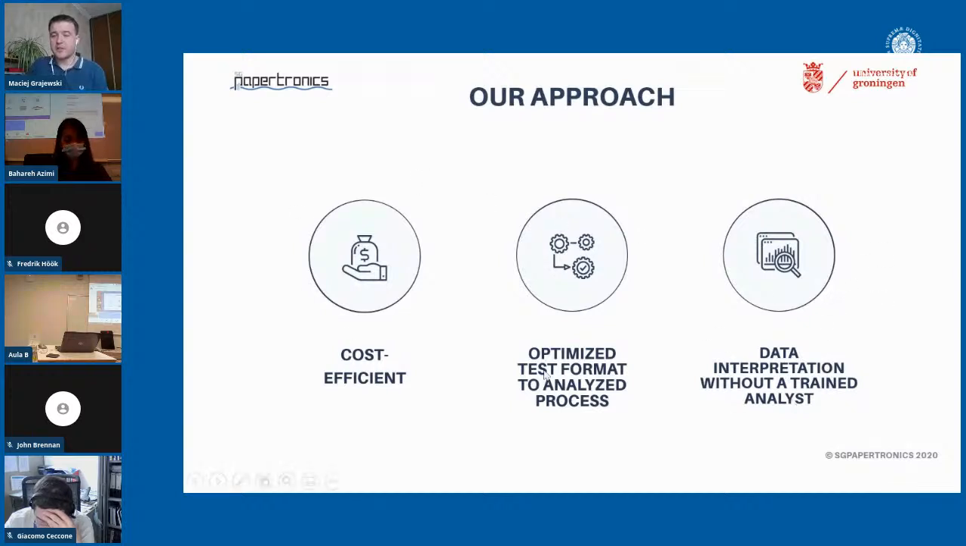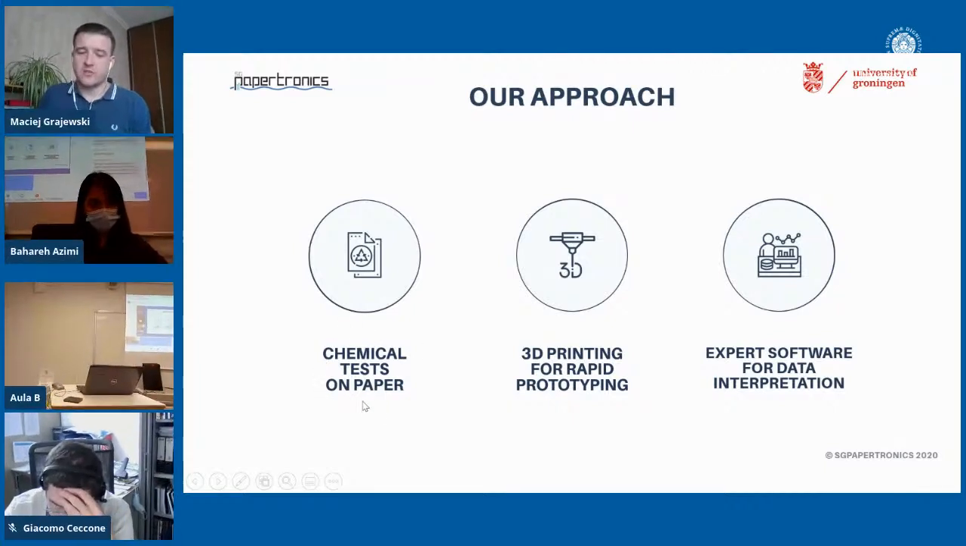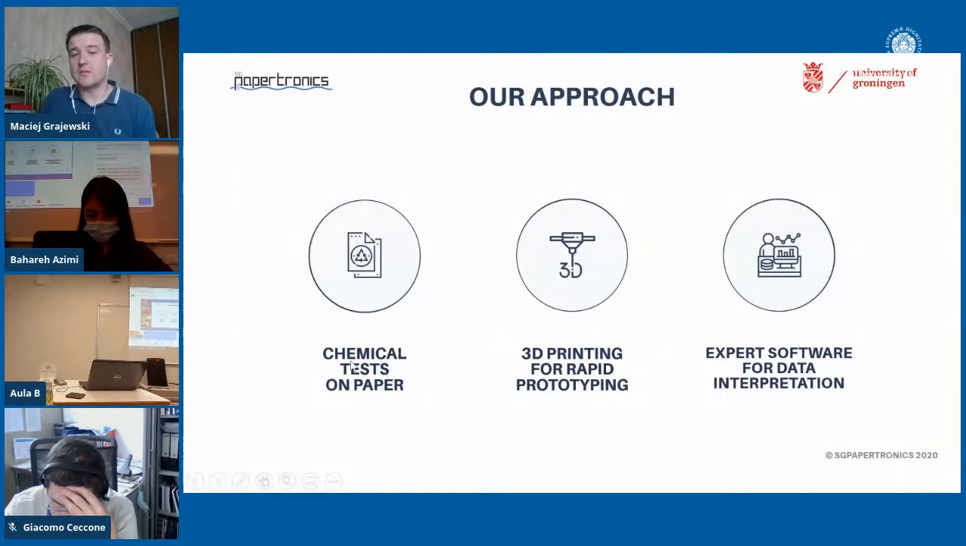So, these three pillars: when we were thinking about how to realize and execute them, we figured that if you want to do something cheap, you want to use cheap materials to start with. We figured out that we can move towards paper microfluidics, or something very close to paper microfluidics. We have different lateral flow assays.